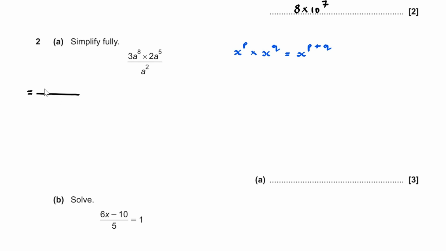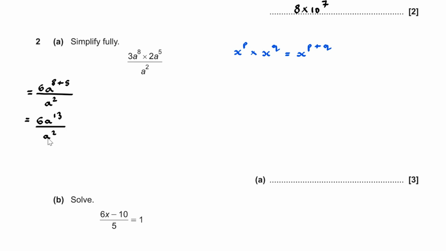3 times 2, that's 6. And then a to the power of 8 times a to the power of 5, that will be a to the power of 8 plus 5. And on the bottom, we've got a squared. So if we simplify the top, we have 6a to the power of 13, and on the bottom, we've got a squared.